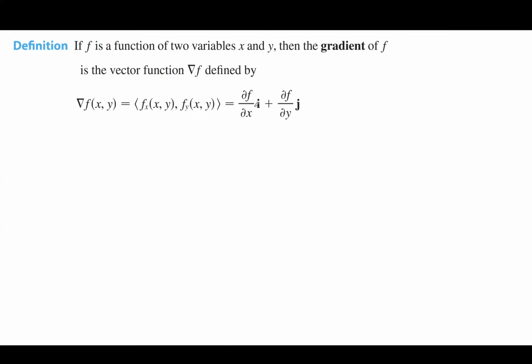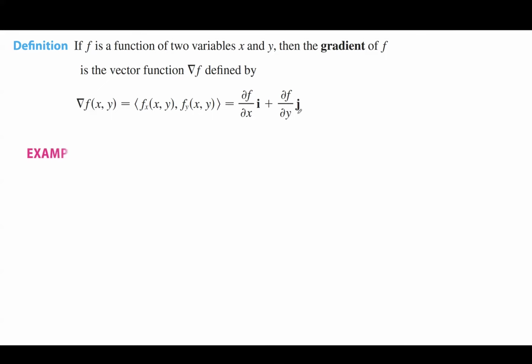You can also represent this using another vector notation: the partial derivative of f with respect to x, or the rate of change of f with respect to x in the direction of the x-axis, represented by i, plus the rate of change of f with respect to y in the direction of the y-axis, and j representative of the y-axis.